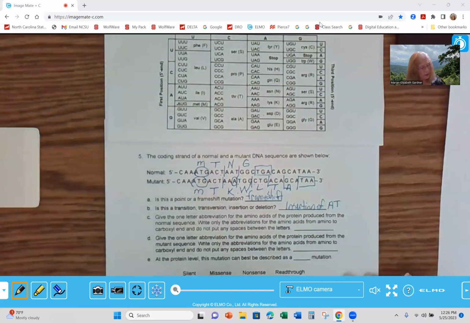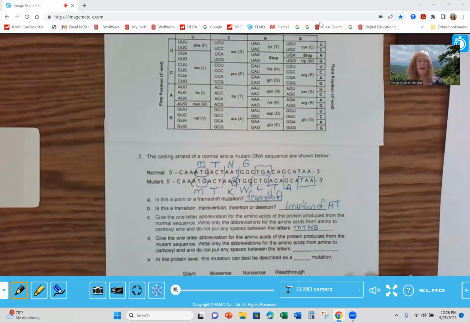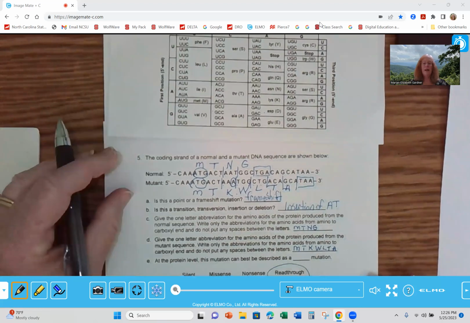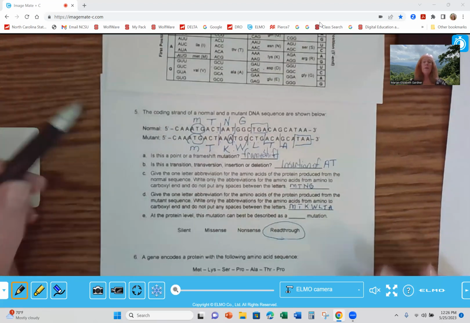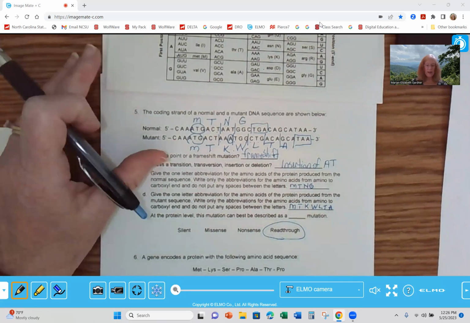So I'm going to write this down here. Let's see, the normal one was MTNG, because I know that's kind of hard to read. And then I'm writing these letters for the mutant one down here, MTKWLTA. This is going to be classified as a read-through mutation. When the protein doesn't stop at the right time and goes longer, we have a read-through. When the protein stops early, we have a nonsense. And then silent and missense have to do with the synonymous and non-synonymous mutations.